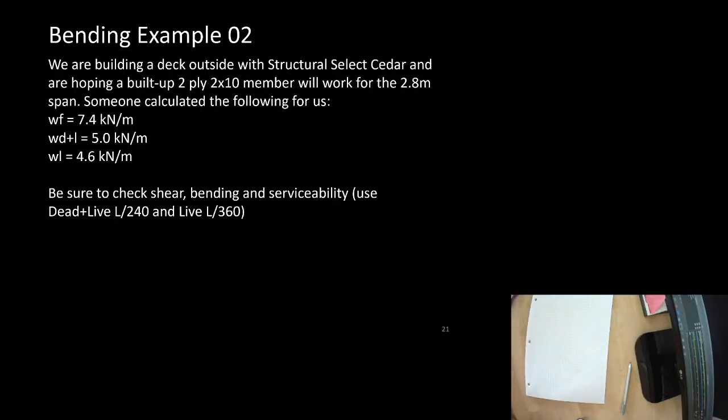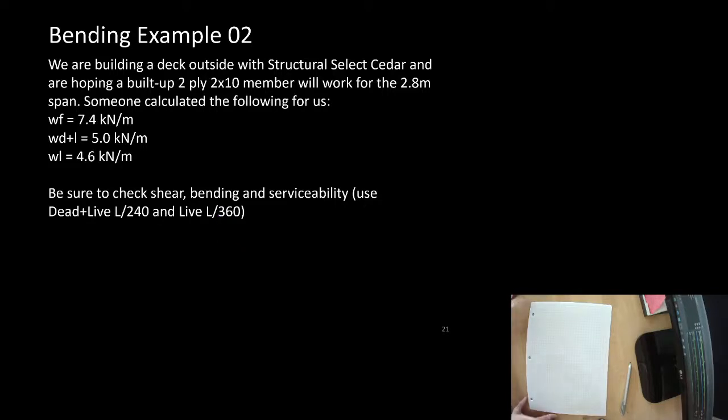This one seems to be a little bit harder. They said, we're building a deck outside with structural select cedar. Remember, cedar is northern. And we're hoping a built-up 2-ply 2x10 member will work for the 2.8-meter span. Someone has already figured out the loads that are on it. We have a factored load of 7.4, a dead plus live serviceability load of 5 kilonewtons per meter, and a live load all by itself of 4.6 kilonewtons per meter. We need to make sure that shear and bending and serviceability work. They've told us to ignore the published values and have asked us to check against a dead and live serviceability criteria of L divided by 240 and a live by itself of L divided by 360.